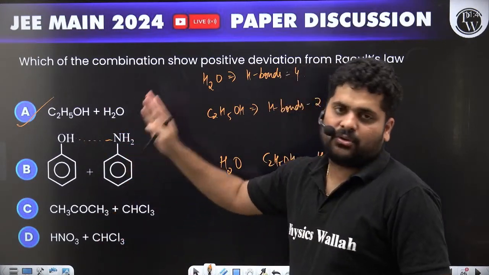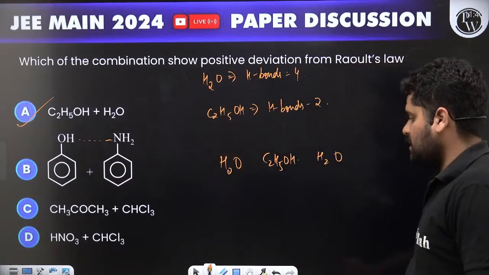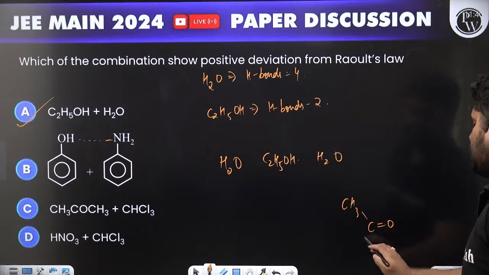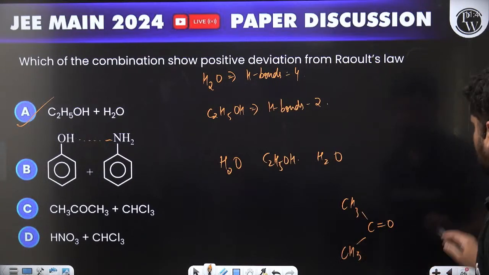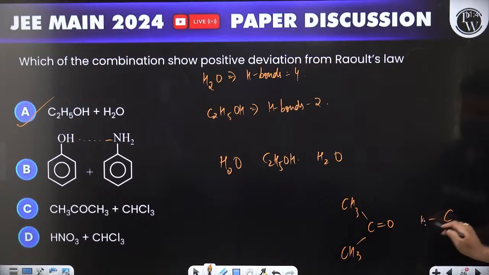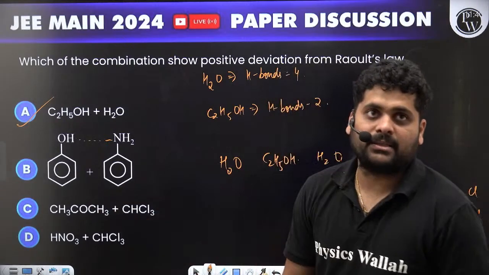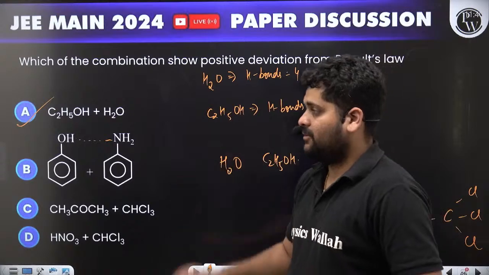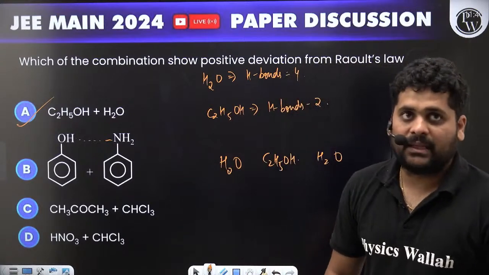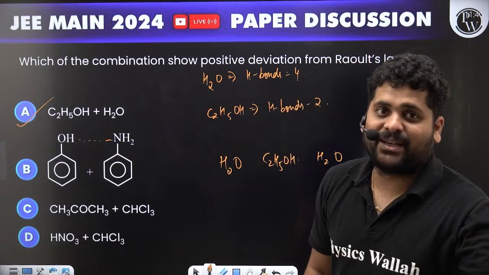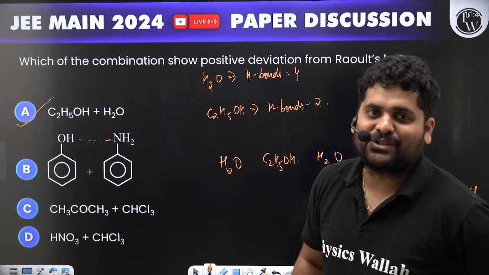Again, these two would show negative deviation from Raoult's law. You have acetone over here, CH3, C double bond O, CH3, and we have chloroform, CHCl3, right? So between these two, there would be hydrogen bonding in comparison to pure chloroform and pure acetone. So the correct answer for this question is option A, right? So directly from Raoult's law, it has been asked. So expect a question on negative deviation from Raoult's law in the second shift.